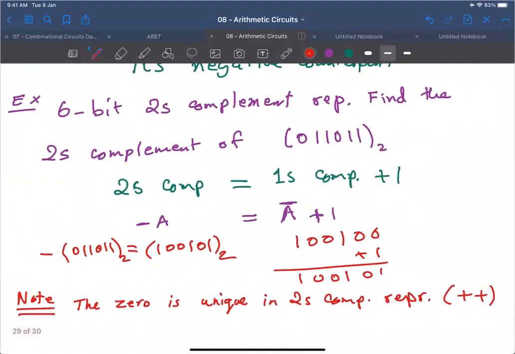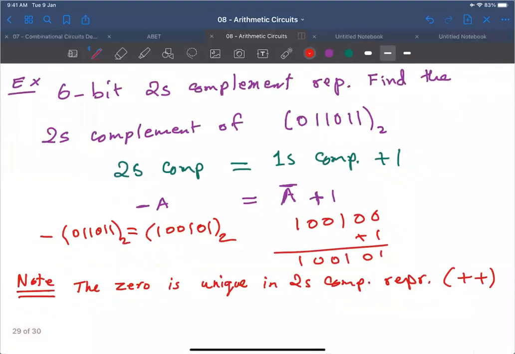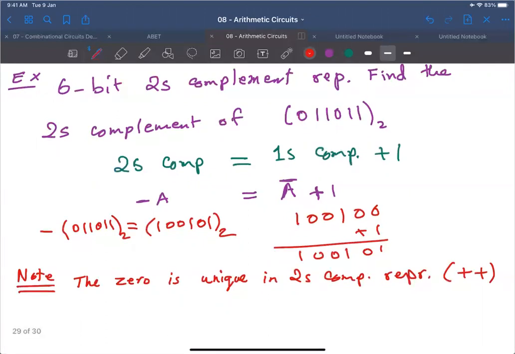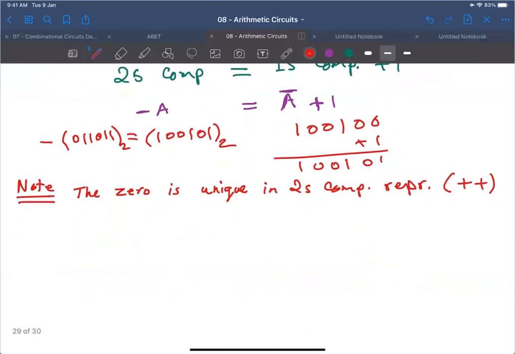One of the advantages of the 2's complement is that it has a unique representation of the 0. The 0 is only the all-zeros number. Okay, all zeros is going to be the 0. So this is the super advantage of using the 2's complement. Also, another advantage is that you can do addition and subtraction using the same circuit with only minor modification.